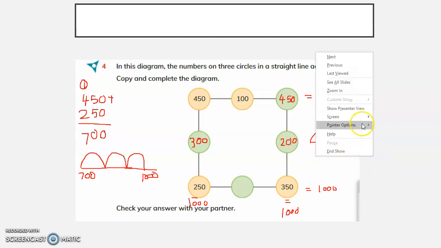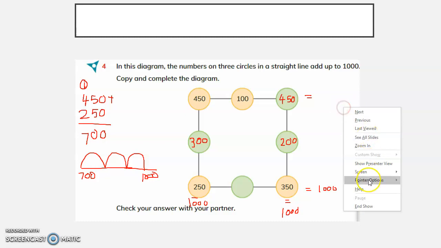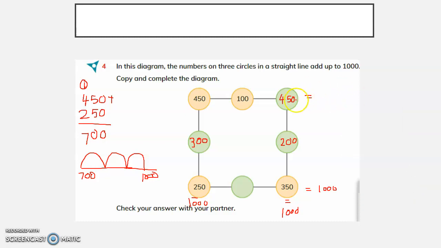Another method is, as we did earlier, first add 450 and 350. 0 plus 0 is 0. 5 plus 5 is 10. 0, 1 carry forward. 4 plus 1 is 5. 5 plus 3 is 8, right? How much should be added to 8 to get 1000? Here 0. 0 plus 0 is 0. 0 plus 0 is 0. How much should be added to 8 to get 10? We add 2. So this is 200.